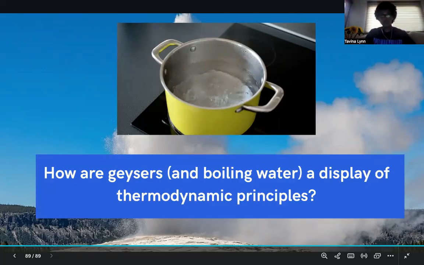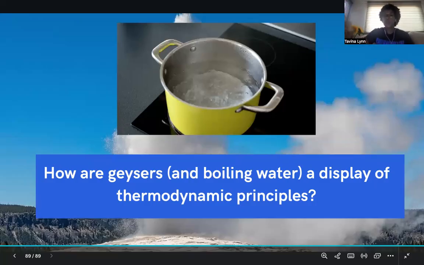Just within a geyser, heating up that water under the earth increases the microstates of the water, and so it explodes out of the earth as liquid as well as steam. An increase in the number of microstates becomes a spontaneous process, as well as an increase in entropy, which is why we have these geysers forming.